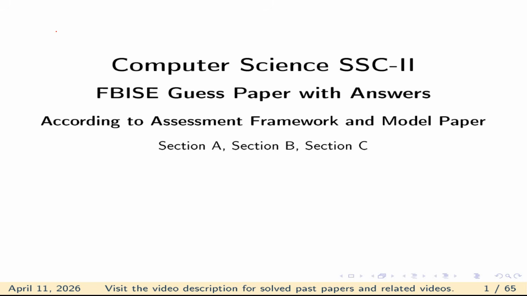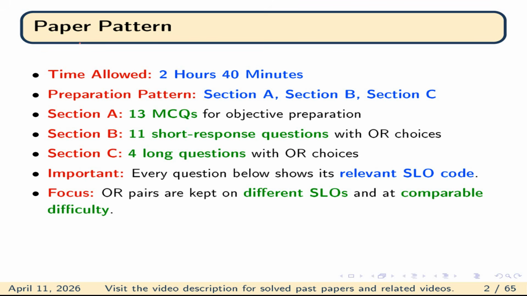Paper pattern: time allowed is 2 hours and 40 minutes. Paper pattern is section A, section B and section C. Section A consists of 13 multiple choice questions for objective preparation. Section B has 11 short response questions with or choices. And section C has 4 long questions with or choices.